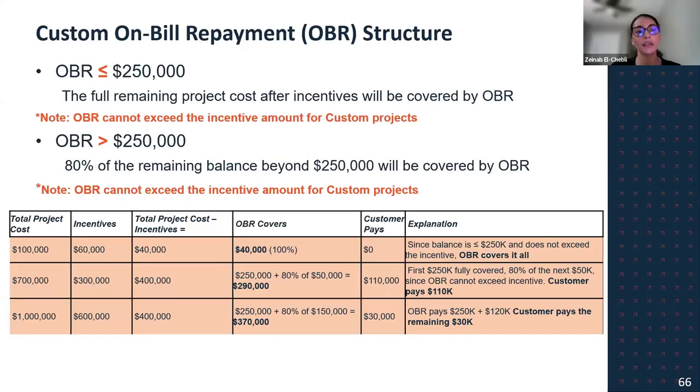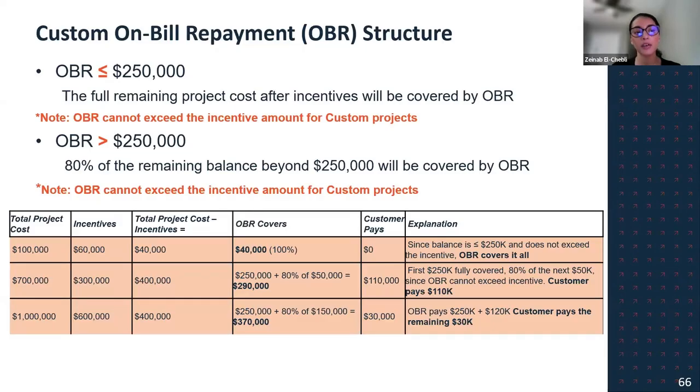So for OBR less than or equal to $250,000, the full remaining project cost after the incentives will be covered, and OBR cannot exceed the incentive amount for custom projects. Same with OBR over 250, 80% of the remaining balance beyond 250 will be covered by OBR. And again, OBR cannot exceed the incentives for those custom projects.